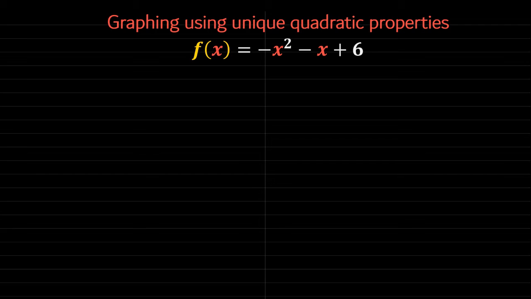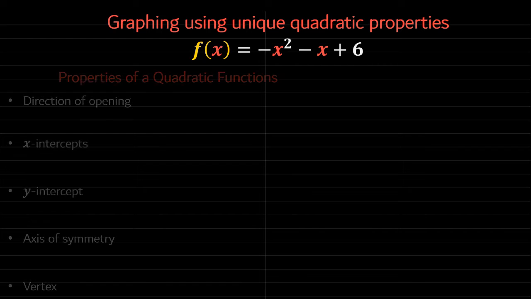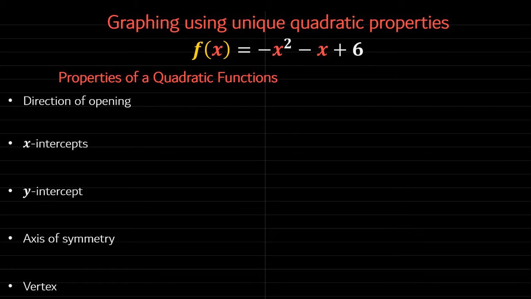This one also gives you proper insight into quadratic functions, right? So let's look at this. The properties are, the first one is the direction of opening. The second is the x-intercept, then the y-intercept, the axis of symmetry, and your vertex. Okay, so let's work.